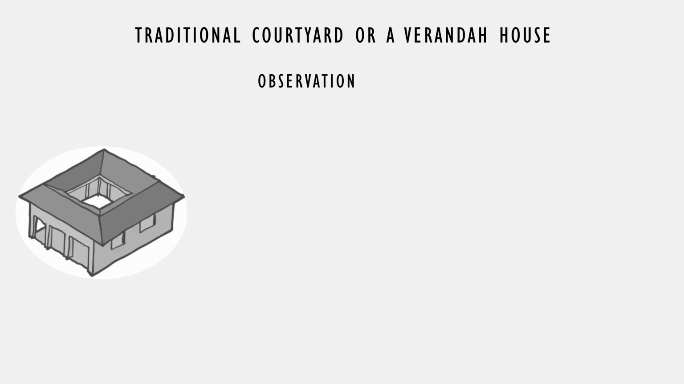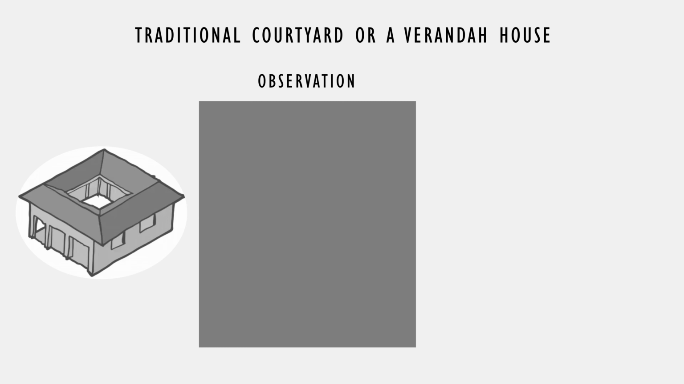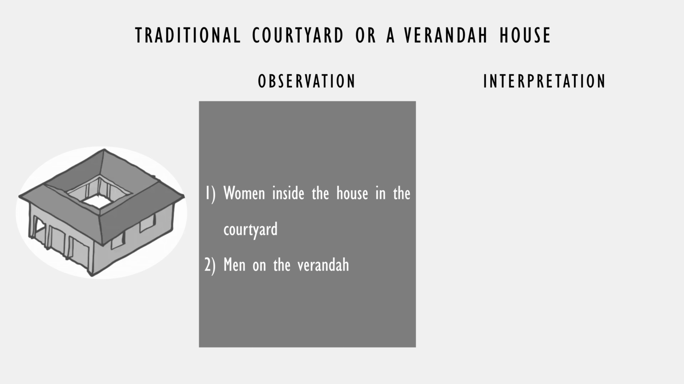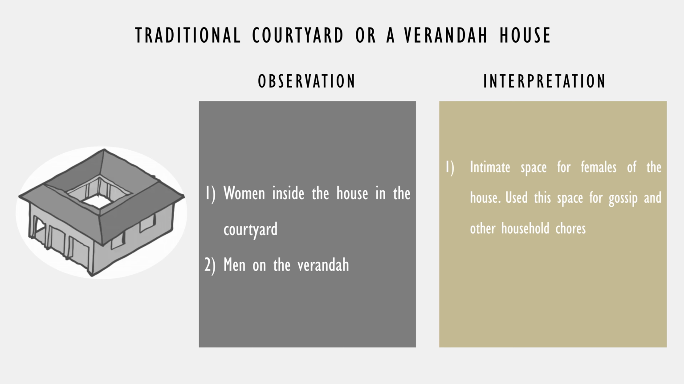Now let us consider what will be our observations. First, women inside the house are within the courtyard and men are sitting on the veranda. What will be our interpretations? Intimate spaces within the house will be used by females. Like the courtyard, there is a space for gossiping and other household chores. Whereas the veranda will be used as a place of security, so that people from outside can only enter the house till a point.